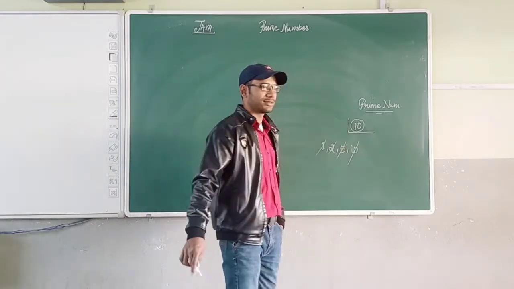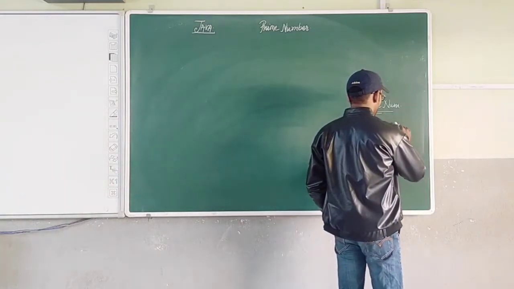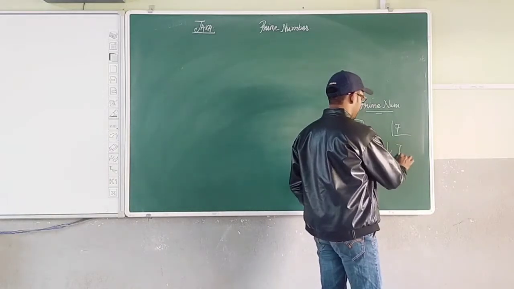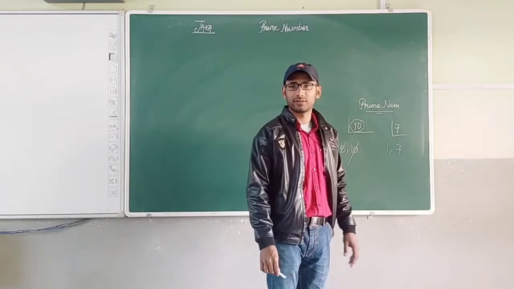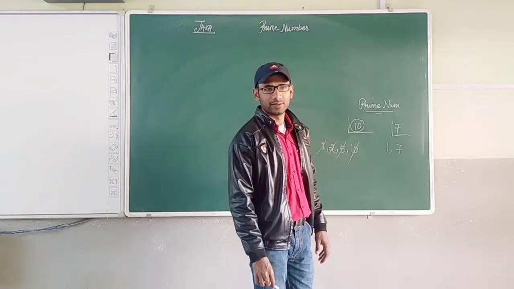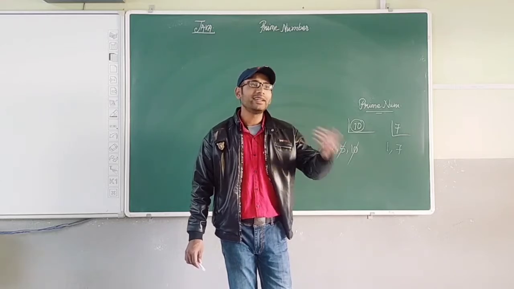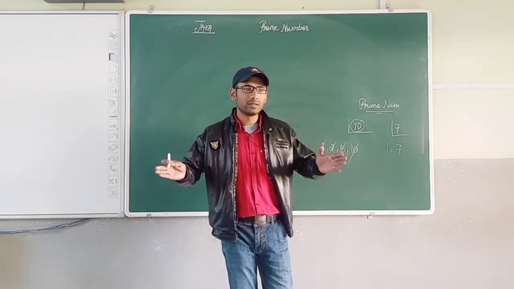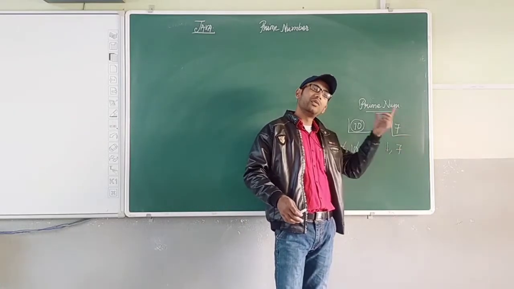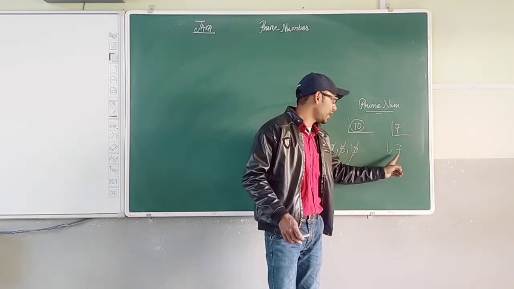This 10 has how many factors? So is it a prime number? How many factors are there? 2. A prime number. Is that clear? So if you want to elaborate it, means define it in a lengthy way, you may also write that a prime number is a number which has 2 factors and those factors are 1 and itself.